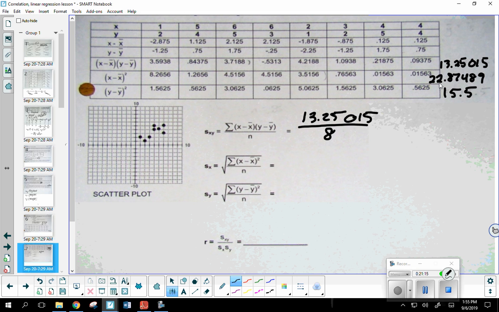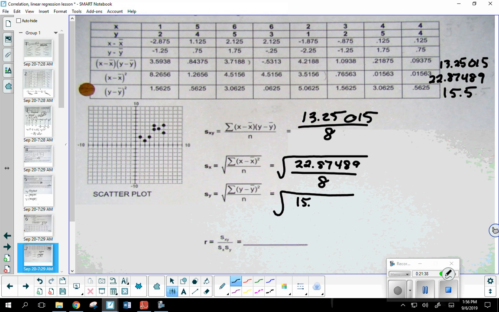Okay, so I'm about to go to the calculator in just a second. Now, standard deviation on the x's, I'm going to have this radical. What do we get for the sum of the square differences for the x's? 22.87489. Again, I'm going to divide that by 8. And then for S sub y, again just plugging in the formula, I'm going to have 15.5 divided by 8. Now, once I have exactly what I need to input into the calculator, I'm just going to let it take over from there.